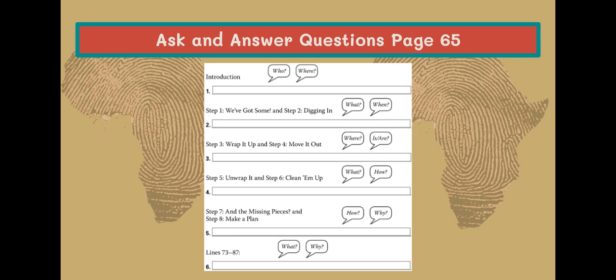Now let's head back to the passage. It's time to read steps 3 and 4. Remember to look up when you have finished reading. Eyes ready? Pencil ready? Let's begin.